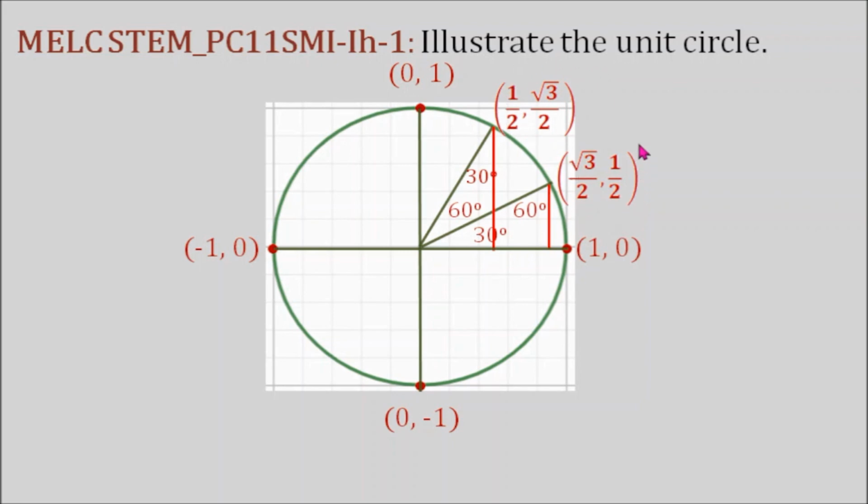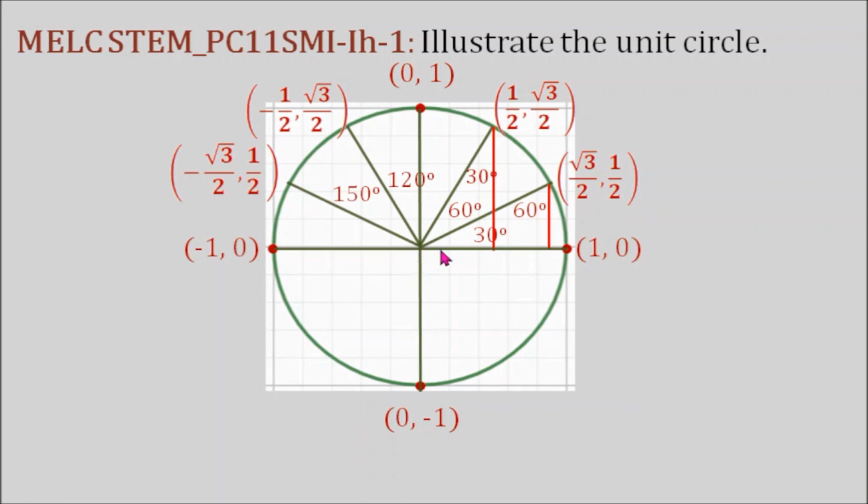Now these coordinates here will help us determine the coordinates of the terminal points that are multiples of 30 degrees and 60 degrees. So for 120 degrees, the coordinates are negative 1/2 and square root of 3 over 2. So we have the same values here, except that the x here is negative because it is on the left side of the y-axis.